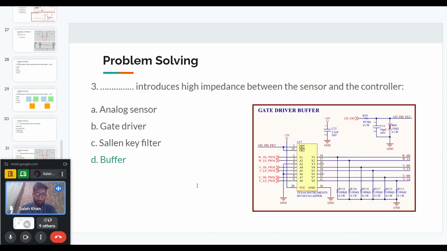And we can also use a buffer, for example, here, to increase the voltage level. The controller provides a voltage output for the PWM for the gate driver, which is 0 to 3.3 volts. To increase that voltage level to 5 volts, we have a buffer IC, and it will also provide the impedance aspect, but it will also provide some level shifting as well. And then it will go to the gate driver. So the buffer is used in the interfacing circuit for multiple purposes, and one of the purposes is high impedance between the controller and the other aspects.